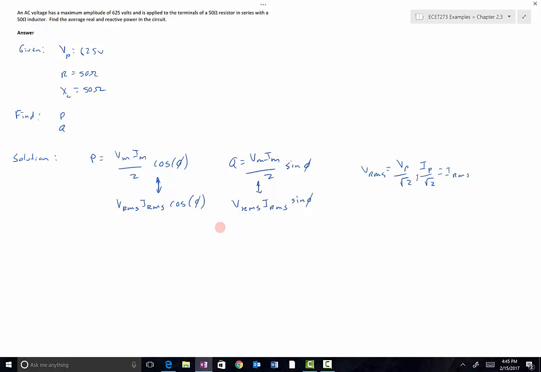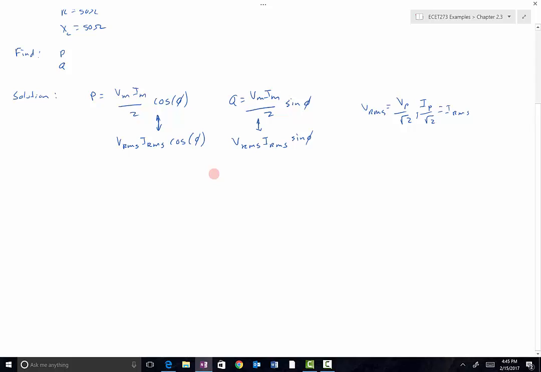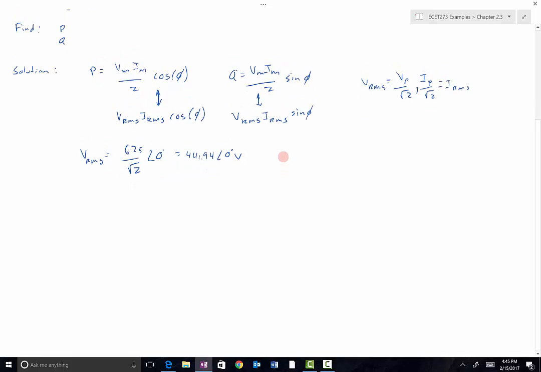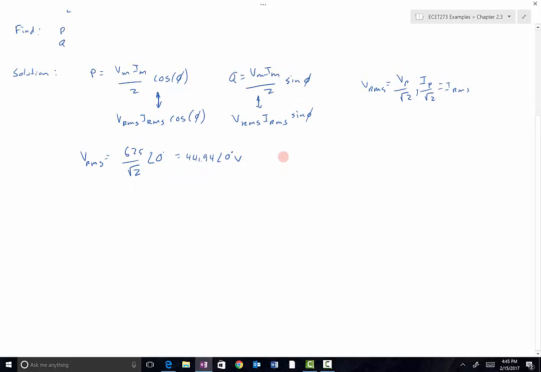Well, we were given problem information to directly determine V RMS. That's going to be 625 over root 2. Dividing the peak by root 2 converts it to RMS, and we're going to use that as our reference, so it gets an angle of 0. So that's 441.94 at angle 0 degrees volts.